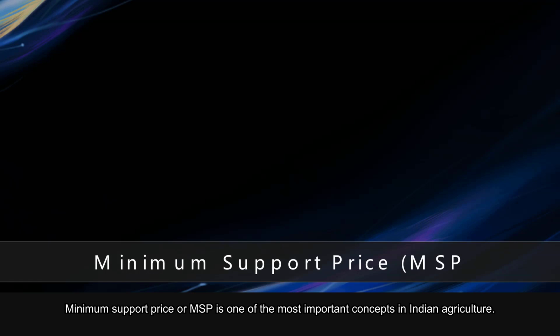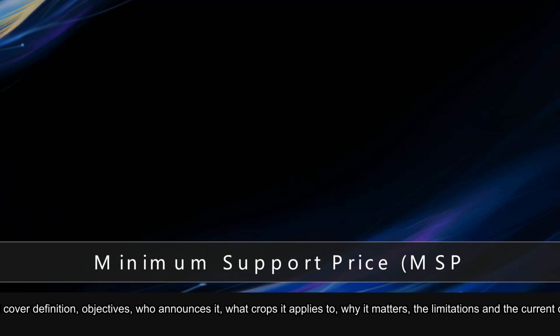Minimum support price, or MSP, is one of the most important concepts in Indian agriculture. In this lesson, we will understand MSP using a simple point-by-point structure. We will cover definition, objectives, who announces it, what crops it applies to, why it matters, the limitations, and the current debate.